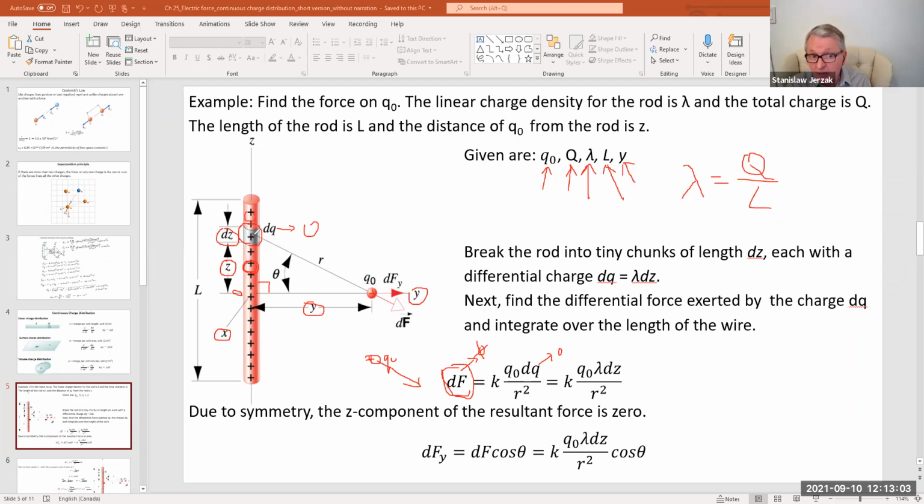It could be at this position, but then this would be the distance R, right, between DQ and Q0. And you would have to find some relations between this R, between DQ and different angles. So that will be a little bit more complicated, but you should not select DQ, let's say, just opposite to this DQ, because that would not allow you to reveal relationships between different variables.